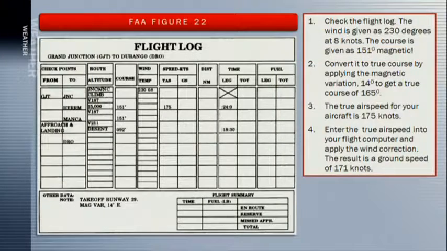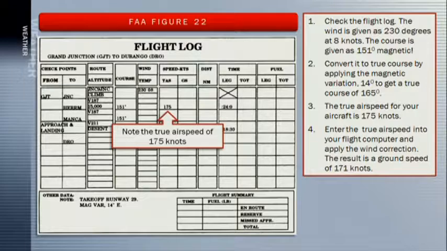We go to figure 22, our flight log, and we check the flight log. The wind is given as 230 degrees at 8 knots. The course is given as 151 degrees magnetic. Convert it to true course by applying the magnetic variation 14 degrees to get a true course of 165 degrees. Now, the true airspeed for your aircraft, as shown here, is 175 knots. Enter the true airspeed into your flight computer and apply the wind correction. The result is a ground speed of 171 knots.